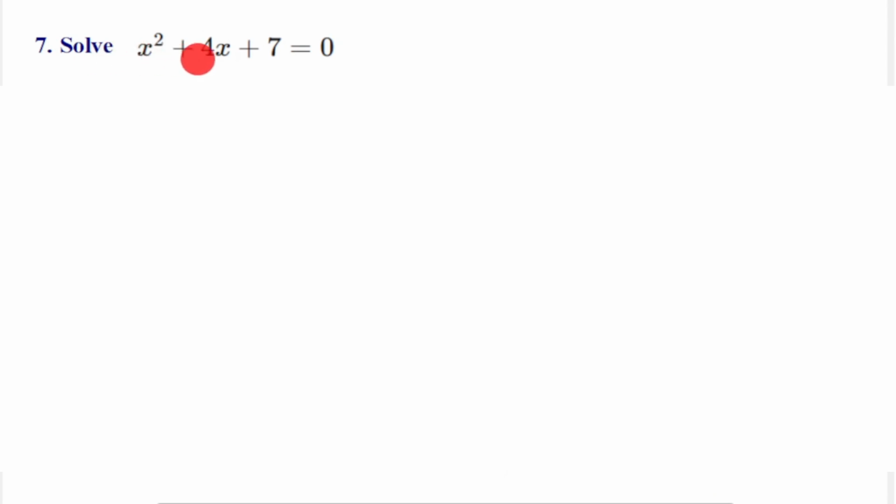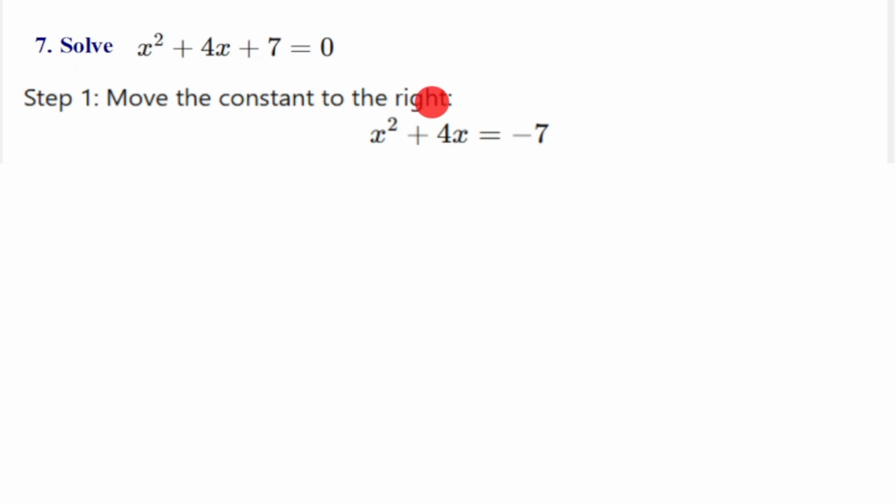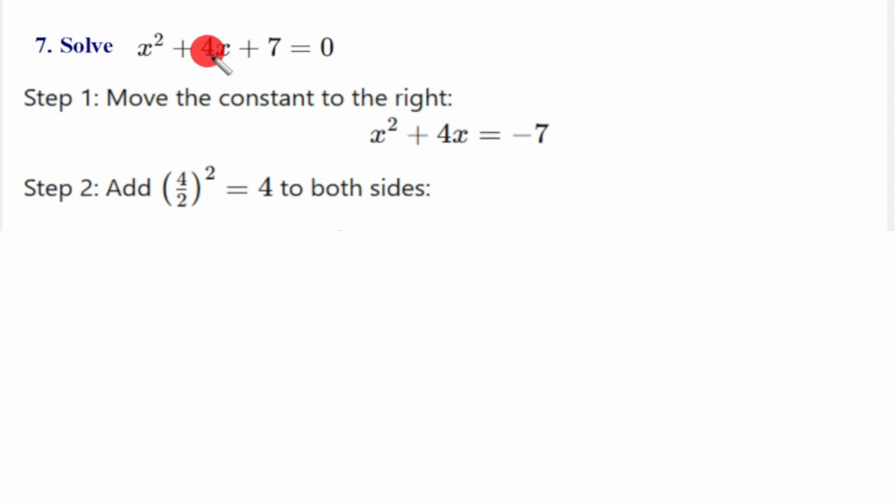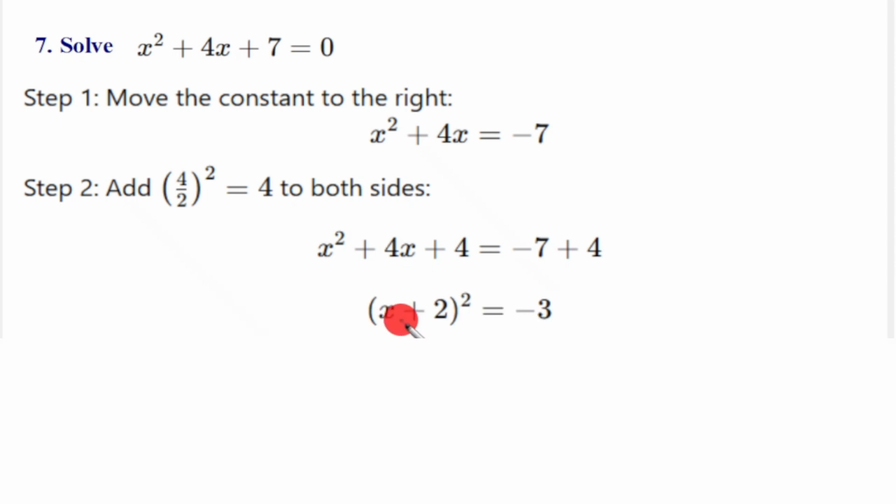7. Solve x² + 4x + 7 = 0. Step 1, move the constant to the right. When we move 7 to the right, it becomes −7. Step 2, the coefficient of x is 4, half is 2. When we square, it becomes 4. Then add 4 on both sides and change this quadratic into a perfect square. It becomes (x + 2)² = −7 + 4, which is −3.